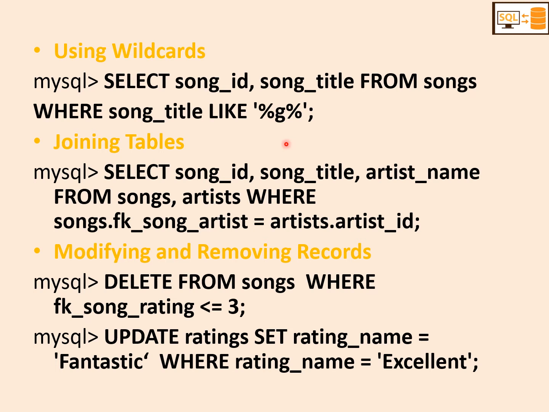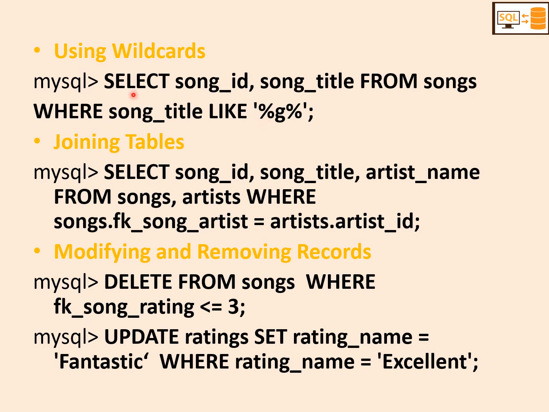Now, using wildcards. Wildcards are special characters used to extract data from a table, and here is an example in MySQL: select song ID, song title from songs where song title like '%G%'. The wildcard used here is the percent symbol, and this symbol stands for some characters.